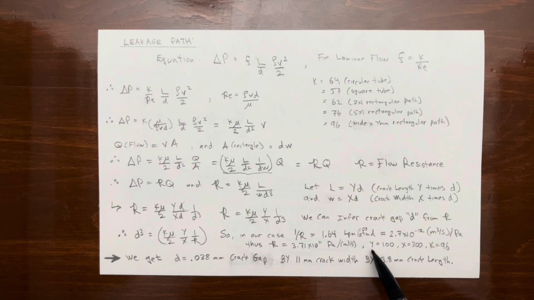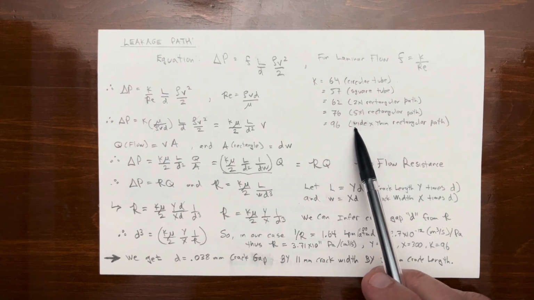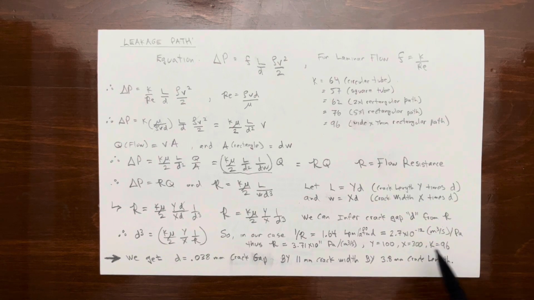I'm going to make a general assumption. These numbers could be anything. I'm going to assume that the axial length of the flow path through the crack is about 100 times the gap diameter. I'm going to assume that the crack width is about 300 times the gap diameter. The K is going to be 96 because the width is very much wider than the gap diameter. When we plug those numbers in, we get that the crack gap is very small. It's less than 0.04 millimeters, so it's just under half of a tenth of a millimeter.